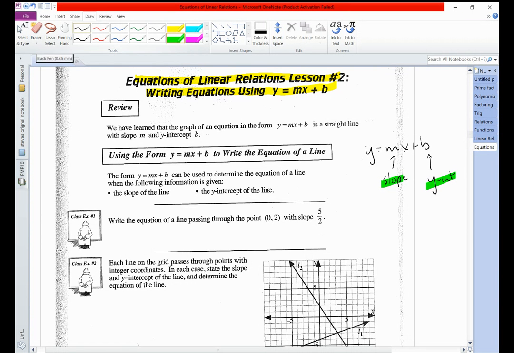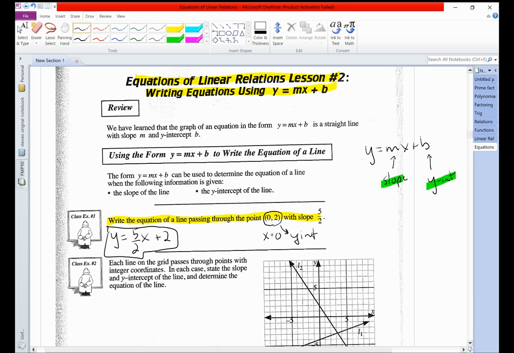So the first question says, write the equation of a line passing through the point (0, 2) with the slope 5 over 2. So we know the slope. So our equation now looks like this: y is equal to 5 over 2 x. And we have to find the y-intercept. But you can see here this point (0, 2). When x is equal to 0, this is the y-intercept. So we can say y is equal to 5 over 2 x plus 2. And that's the answer.